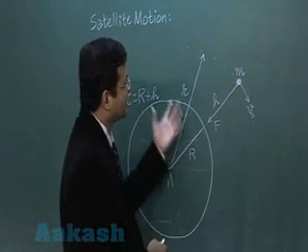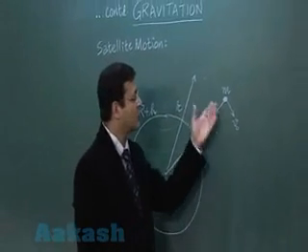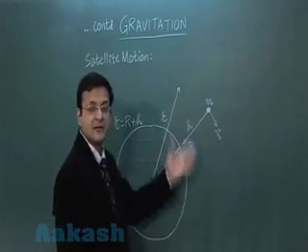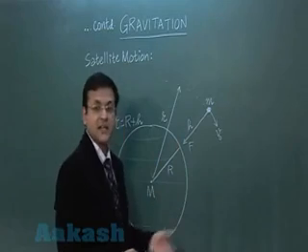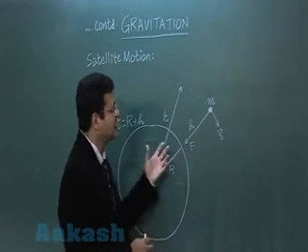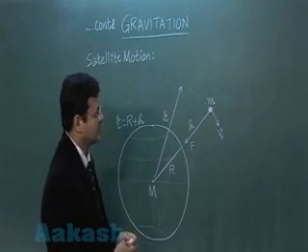Now there are several aspects involved with this satellite motion. You are expected to comment on the orbital speed, also on the time period this satellite will be taking, what is the energy involved, what is the kind of trajectory it has. All these things you have to discuss related to satellite motion, whether it is an artificial satellite or a natural satellite.